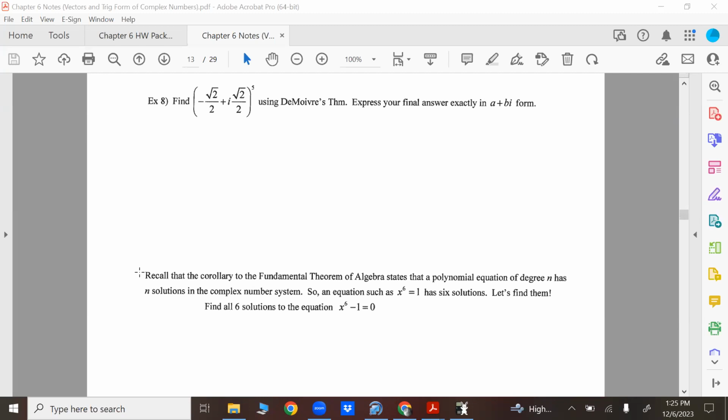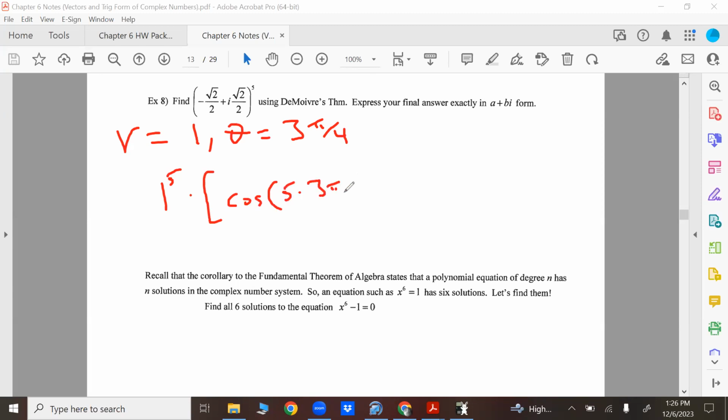What are we doing? I'll freeze my screen. So r is equal to 1. Yeah, r's 1, guys. Theta is 3 pi over 4. So, 1 to the power of.